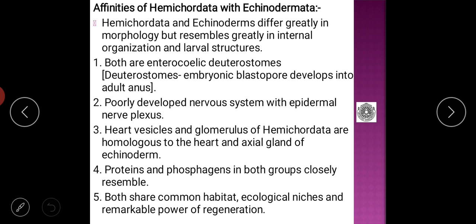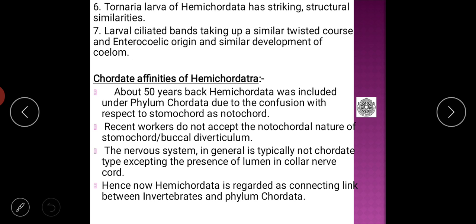Heart vesicles and glomerulus of Hemichordata are homologous to the heart and axial gland of the echinoderm. Proteins and phosphagens in both the groups closely resemble. Both share the common habitat, ecological niches, and remarkable power of regeneration. So these are some of the affinities of Hemichordata with Echinodermata.